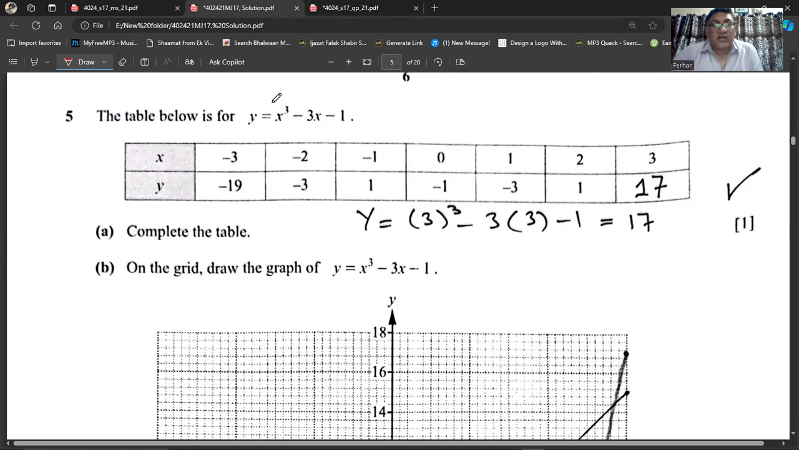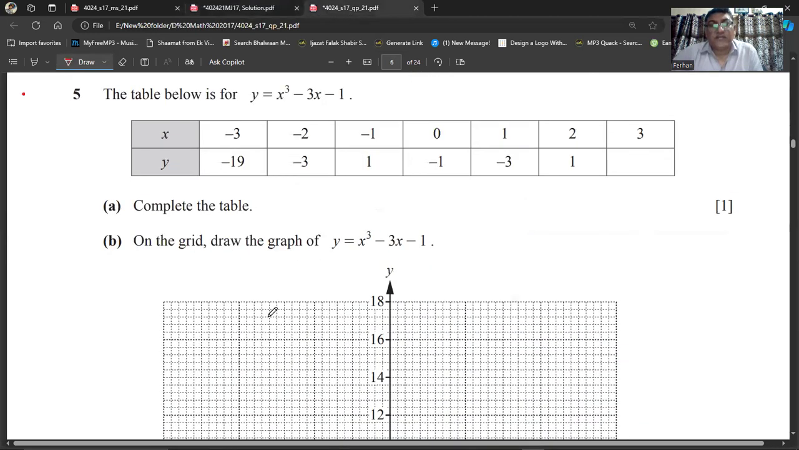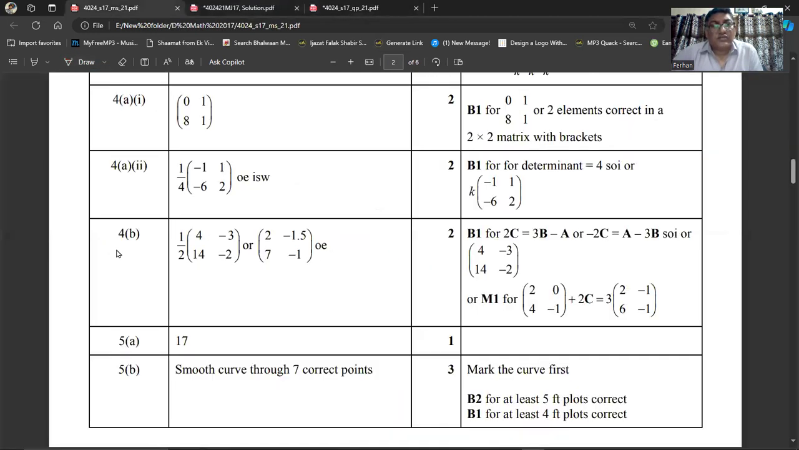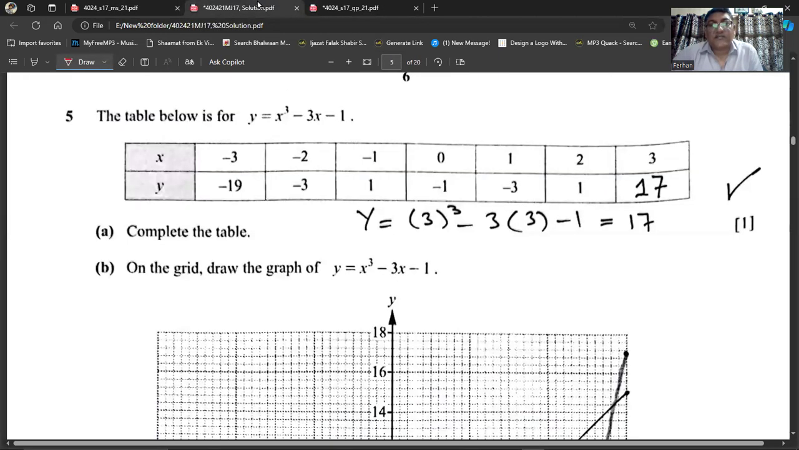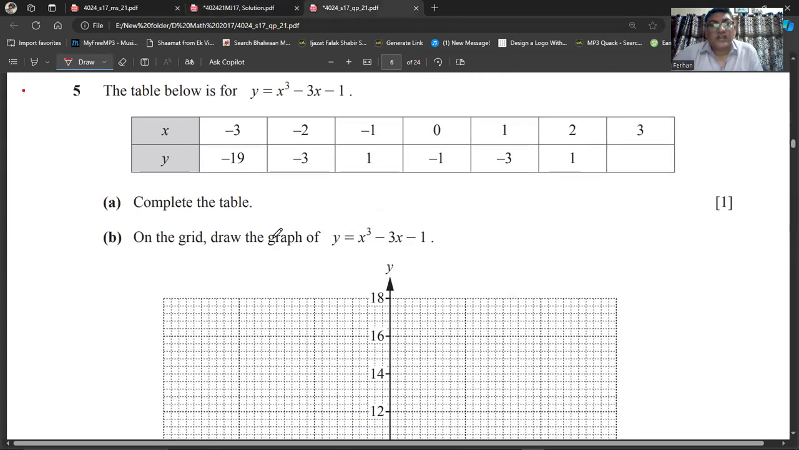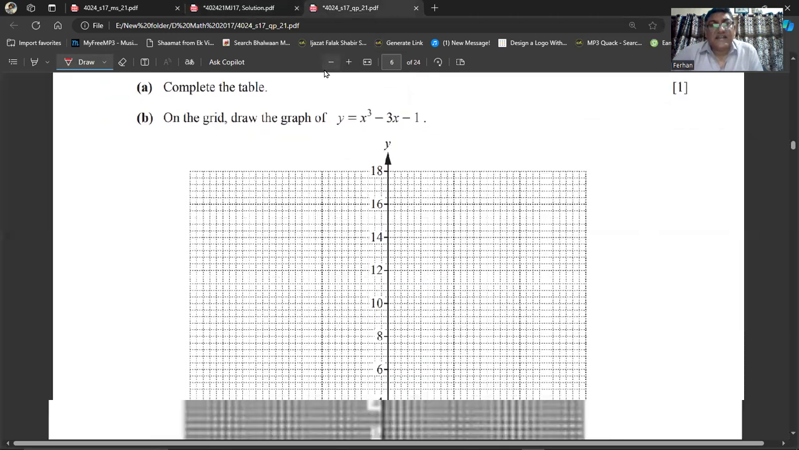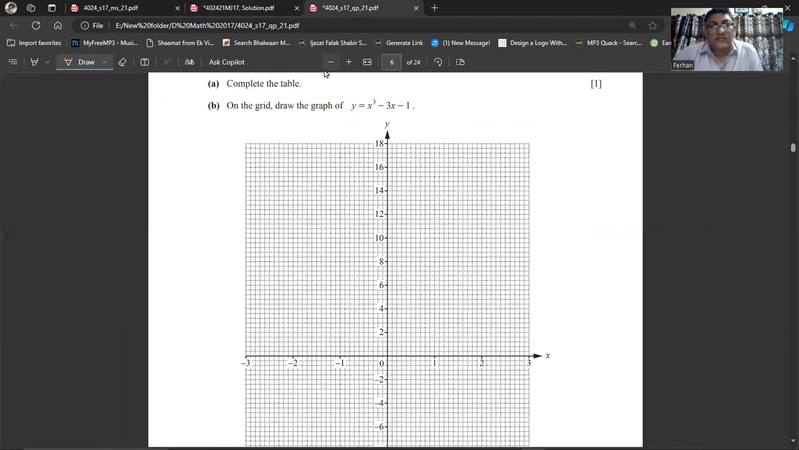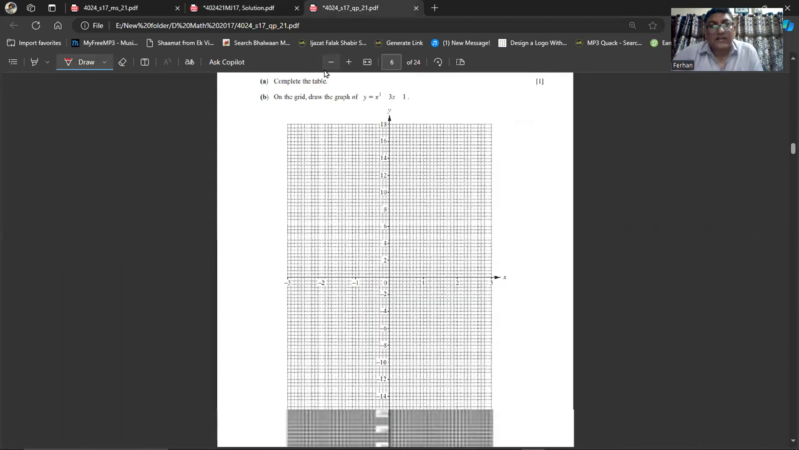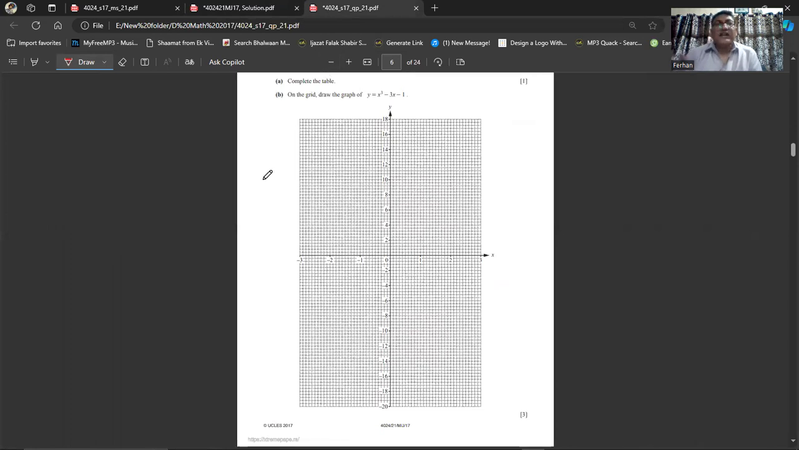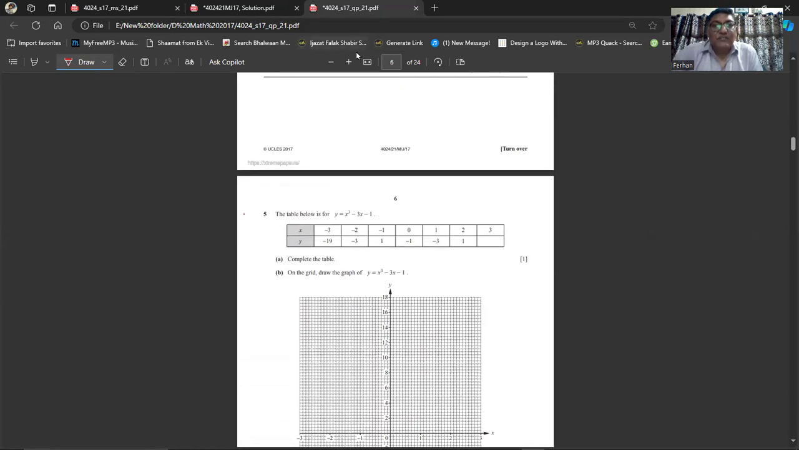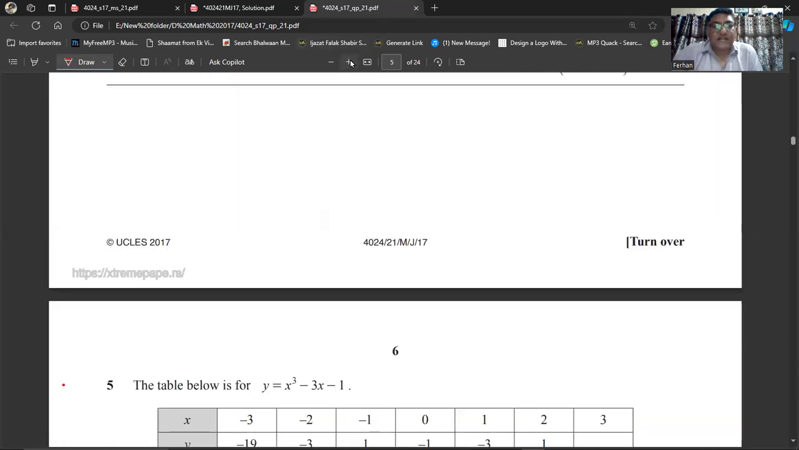So it's a graph of a cube, okay? So 17 is the right answer, sir. Okay. Then they say, here we have that grid. On the grid, draw the graph of y is equal to x cube minus 3x minus 1. This grid is already there. So I have this table. I will simply plot this table there.